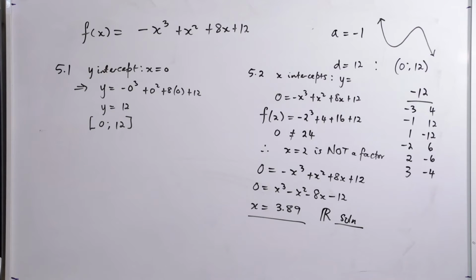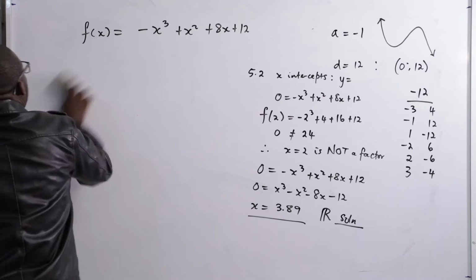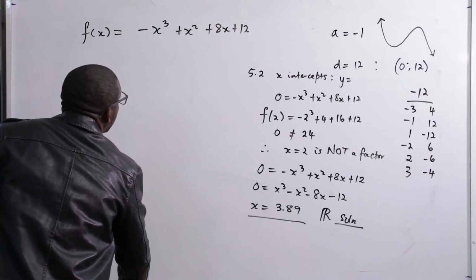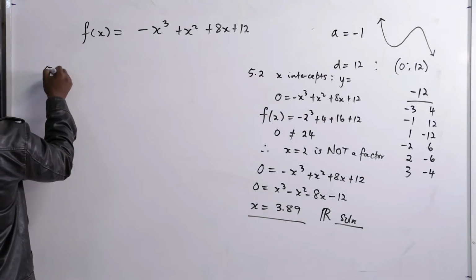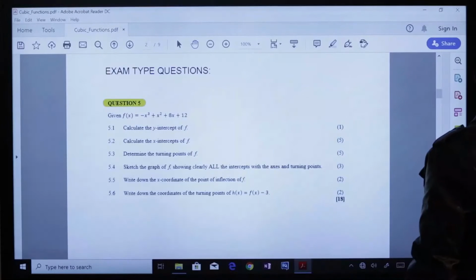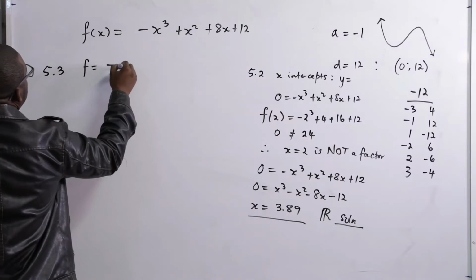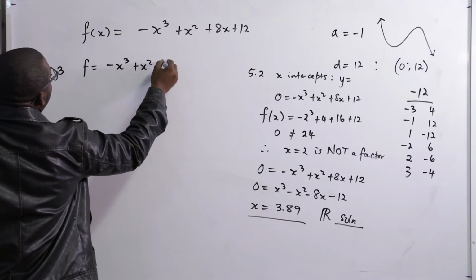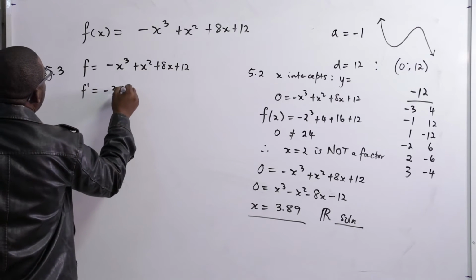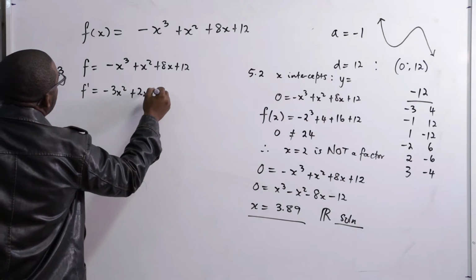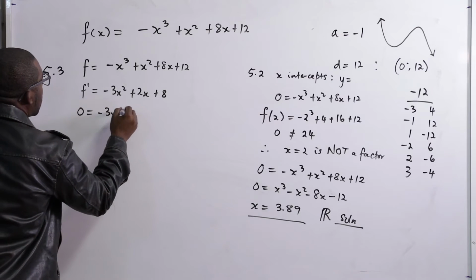5.3, determine the turning point of f. At the turning point, the derivative is going to be 0. f of x is equal to minus x cubed plus x squared plus 8x plus 12. f prime is equal to minus 3x squared plus 2x plus 8. This will be equal to 0. This is a quadratic equation.